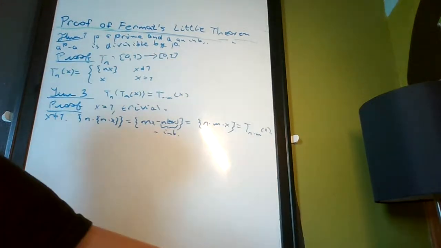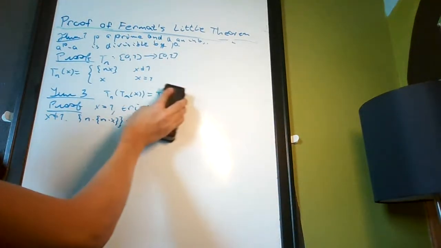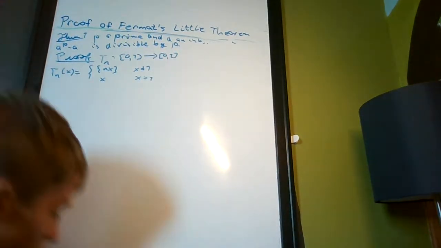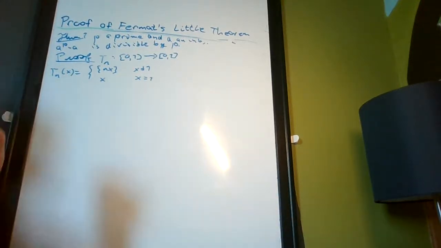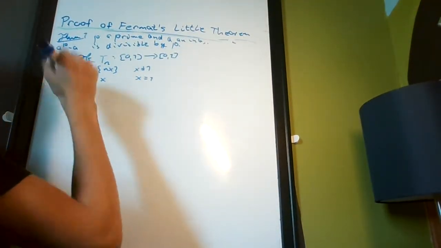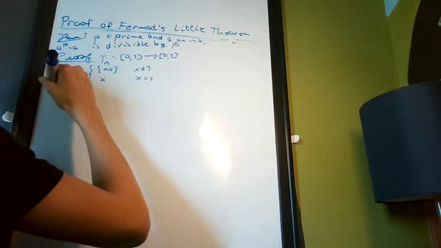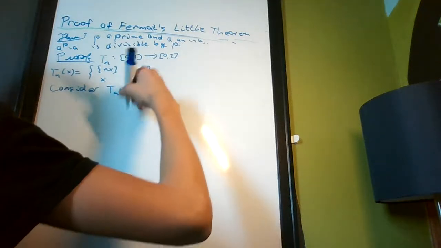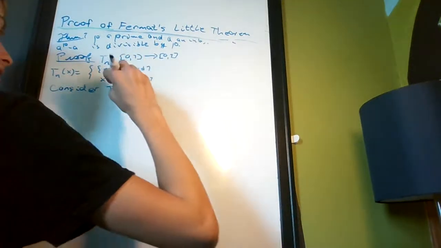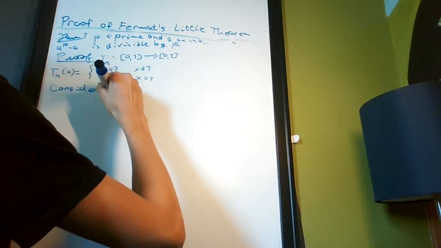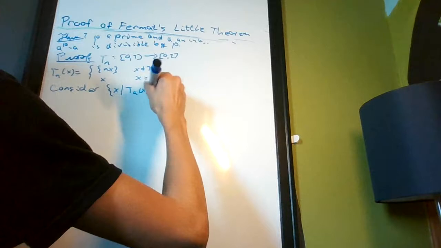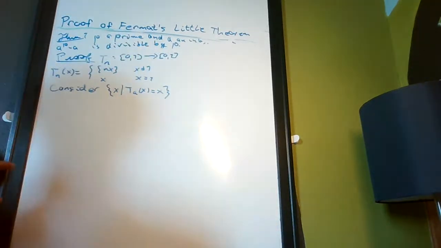So now that we have these two lemmas, the most important two lemmas, we can now prove Fermat's little theorem. So we have that. Consider TA. Consider the set of all x such that TA of x equals x. So the fixed points of TA. Okay?